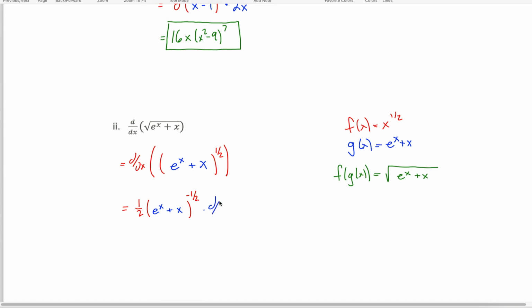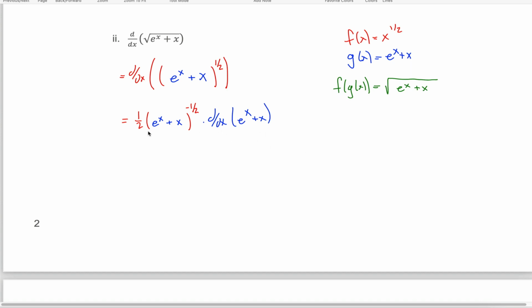But then we're not done. We have to multiply that by the derivative of e to the x plus x. Now ask yourself the question, is this a derivative that you can figure out? I bet the answer is yes. The derivative of e to the x plus x, because it's a sum, is just the derivative of e to the x plus the derivative of x. And those are two derivatives that we know. The derivative of e to the x is just e to the x. The derivative of x is just 1. So the derivative of e to the x plus x is e to the x plus 1.